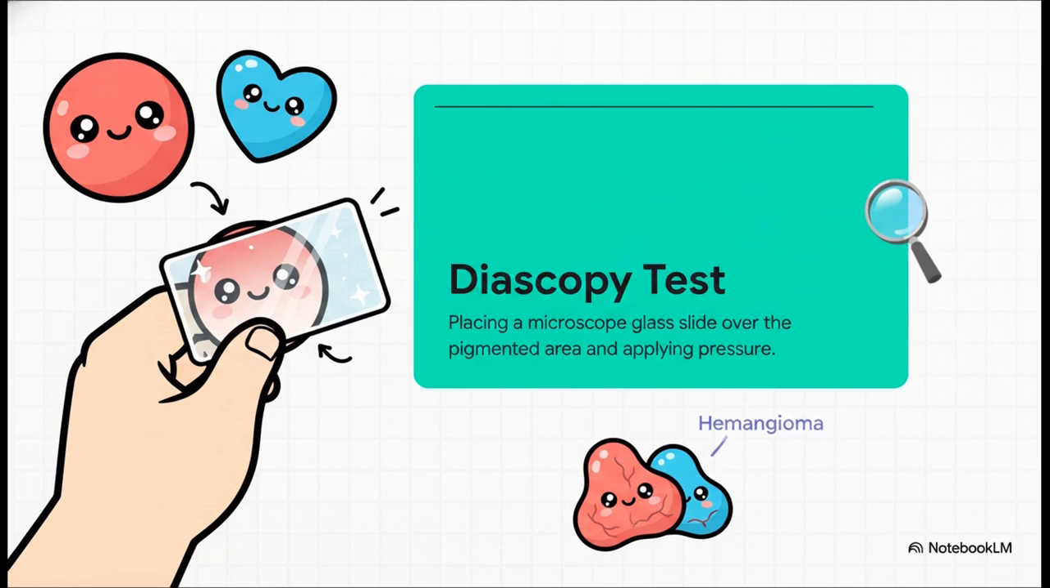Here's how it works. If you have a red or blue lesion, you just place a clear microscope glass slide right over it and apply pressure. If the lesion blanches, meaning the blood is physically pushed out of the vessels and the color temporarily vanishes, you are looking at a vascular lesion where blood is still contained within the vessels, like a hemangioma.